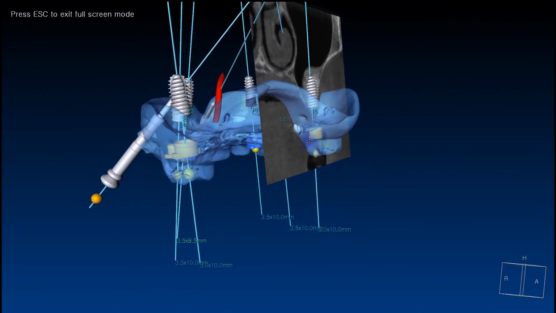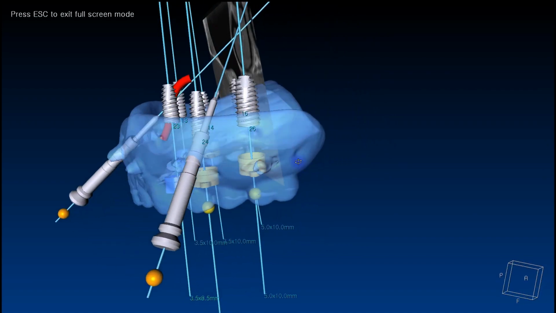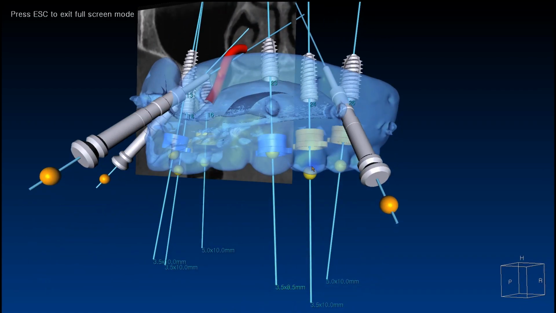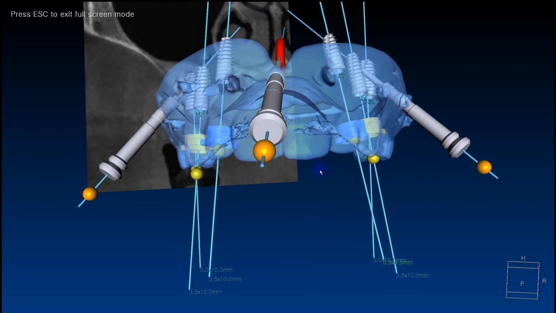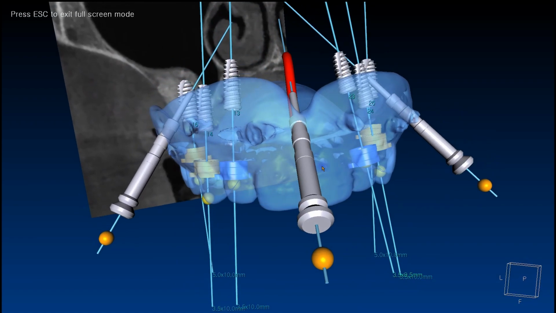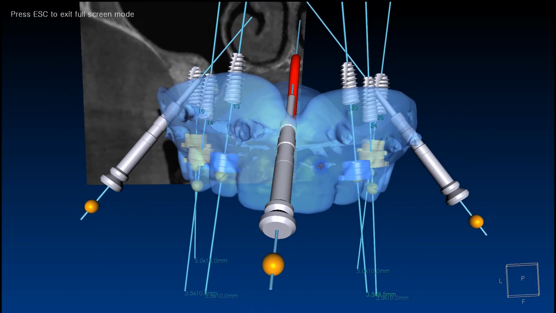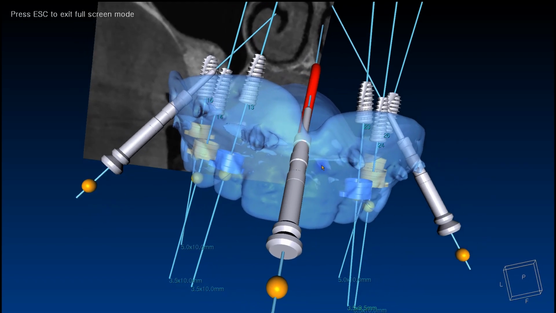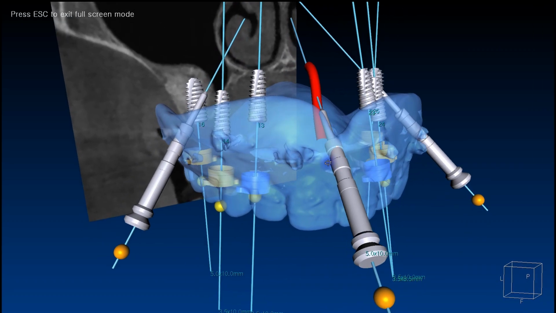Now, by accessing our full screen, we can have a very clear visualization of our 6 digital implants along with our 3 anchor pins and also what is gonna be our surgical stent that we can order at any time.